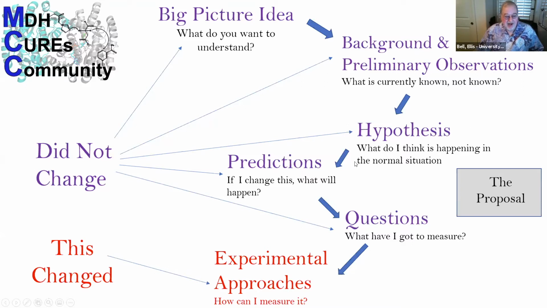Students then develop a hypothesis, and I always have to remind them this, the hypothesis is really built around what you think is happening in the normal situation. That's followed by predictions. You know, if I change X, what will happen? And then we have a section on questions. What have you got to measure to look at these predictions? Then we talk about experimental approaches, the how can I measure it?